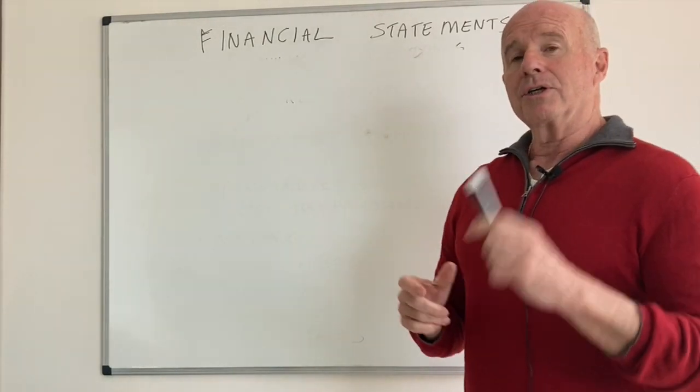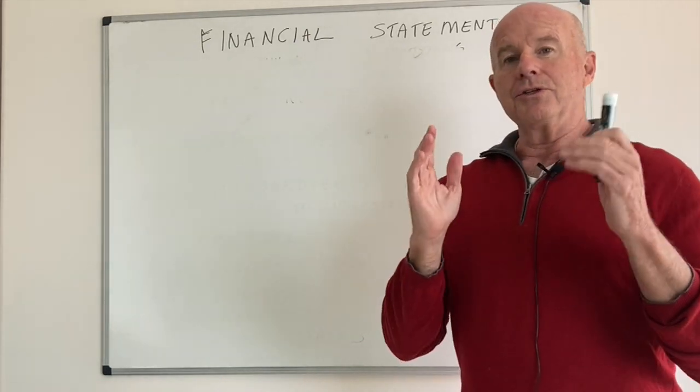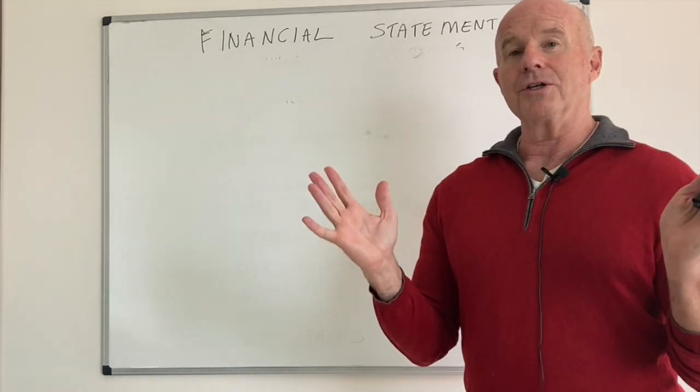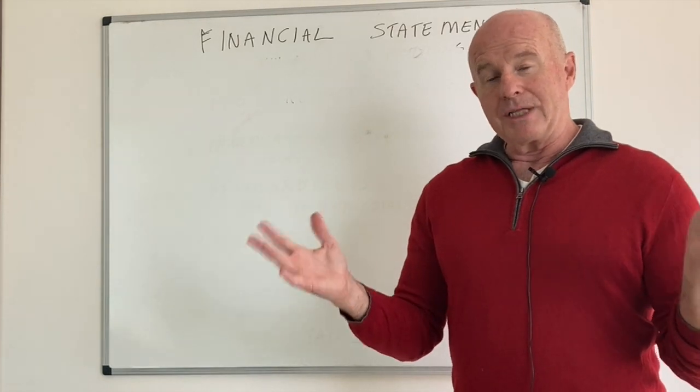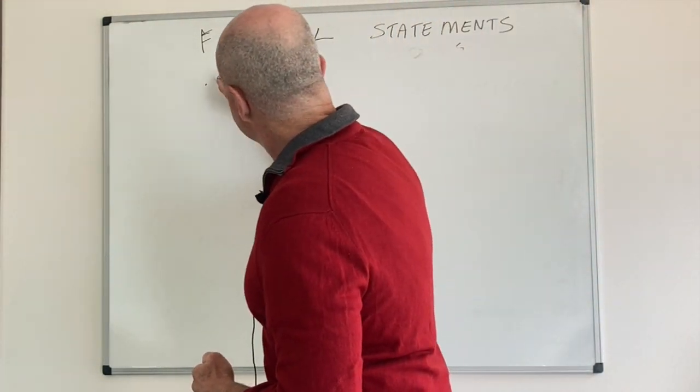So what are they? There's three of them. And I'm going to start with the first one, the one that intuitively you know about, because that's how you operate, that's how we operate our lives, right? And that's called the income statement.